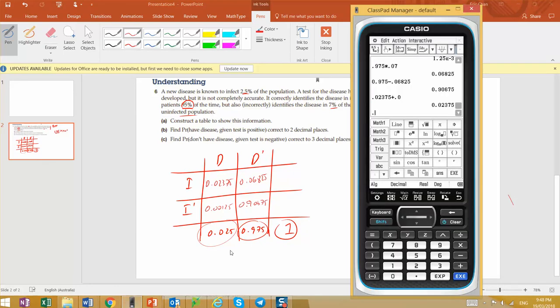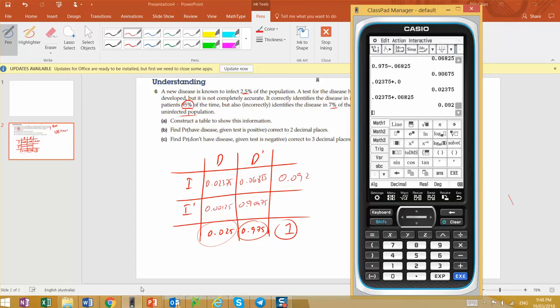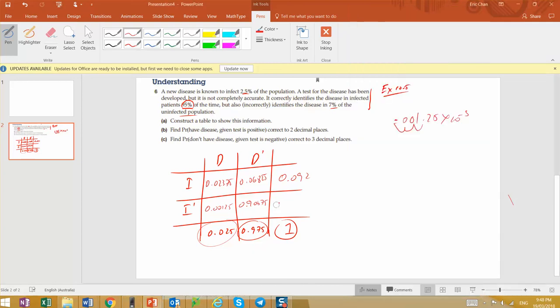So we got 0.02375 plus 0.06825, 0.092. And the not disease column, or non-identifiers column, you go 0.00125 plus 0.90675, 0.908. Okay. Now, let's do the fun part.